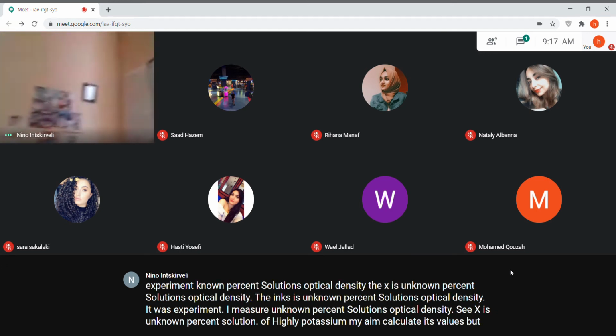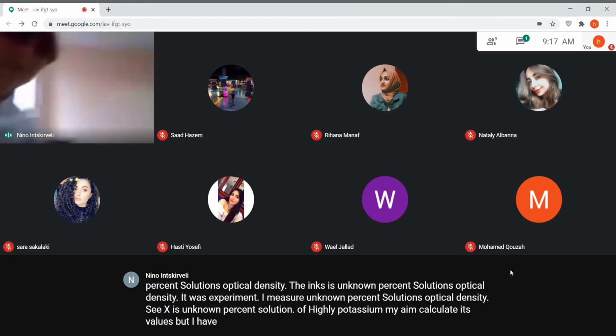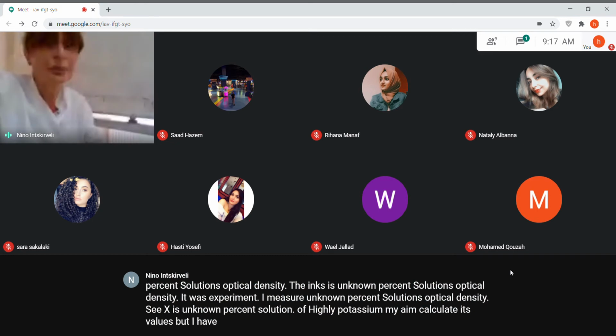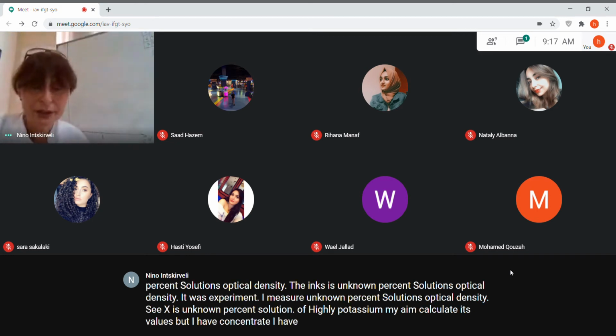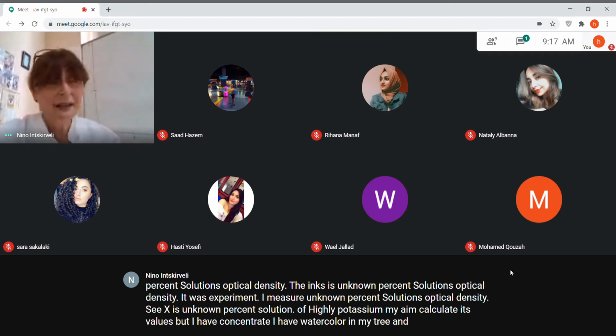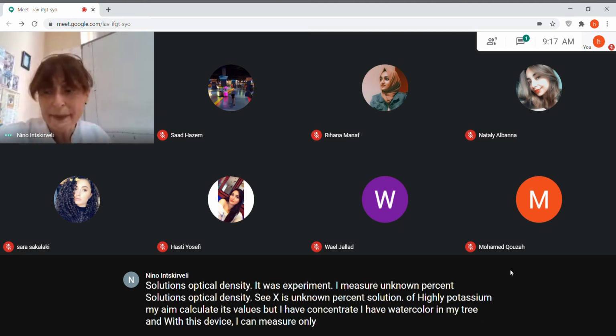But I have a photocolorimeter, and with this device, I can measure only optical density. Now write, what is optical density?